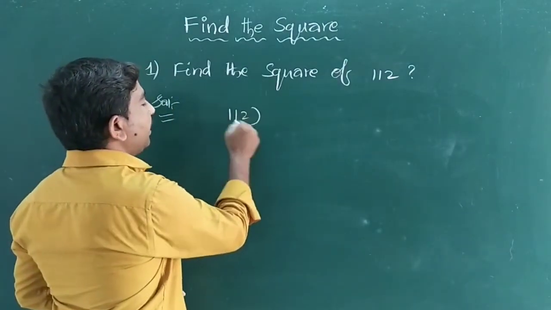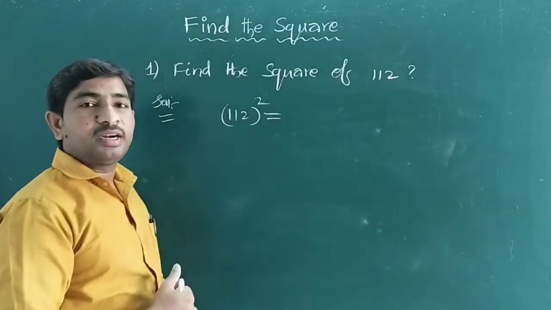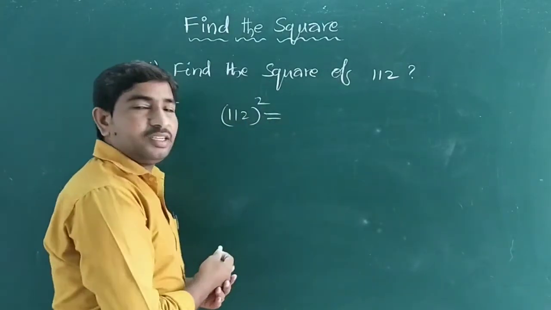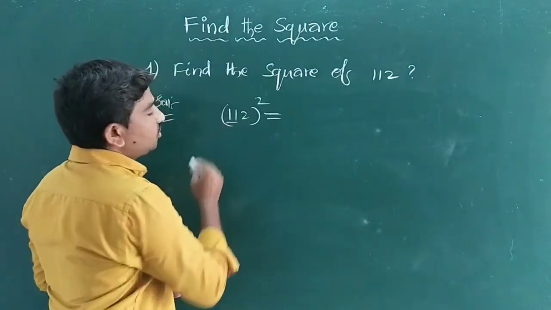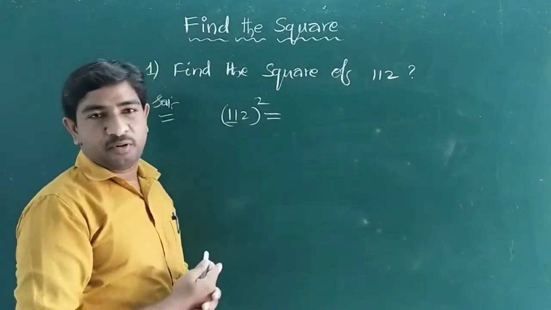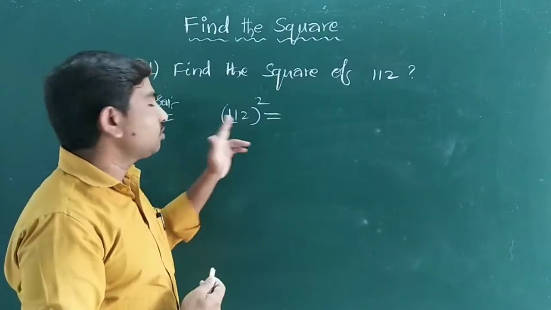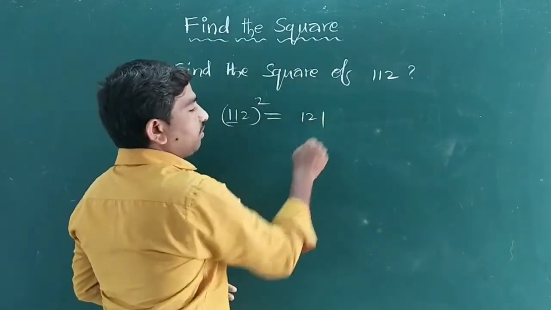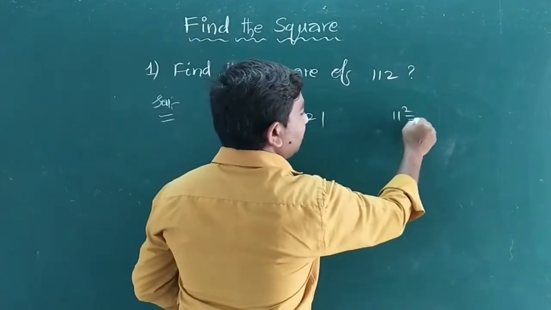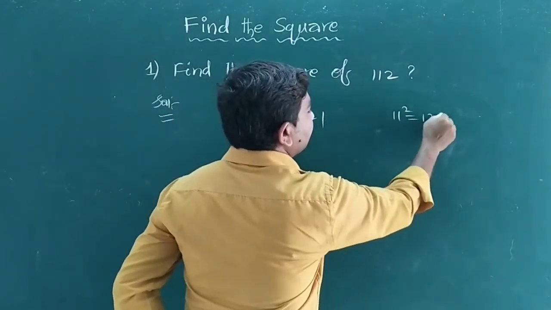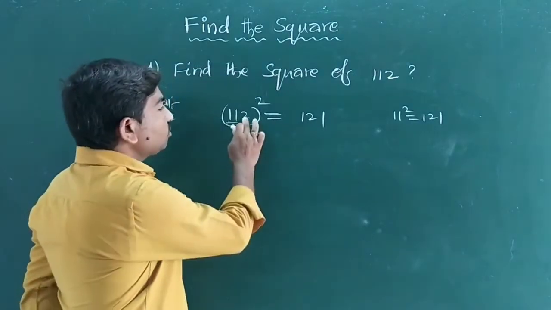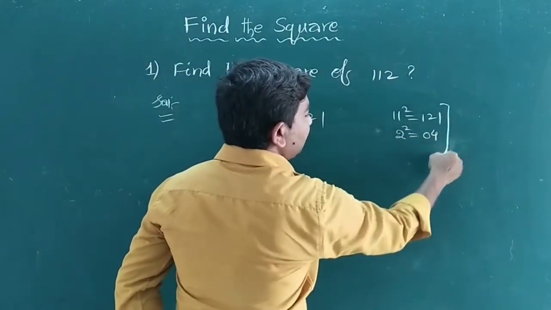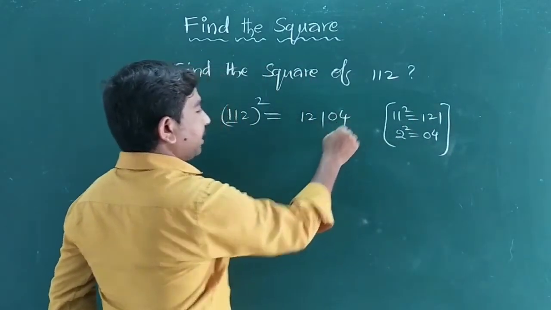So 112 square is equal to... in the same manner. First, you can take the 11 as the left side part and the single digit 2 as the right side part. 11 square is 121. And next, 2 square is 4, which we can write as 04.